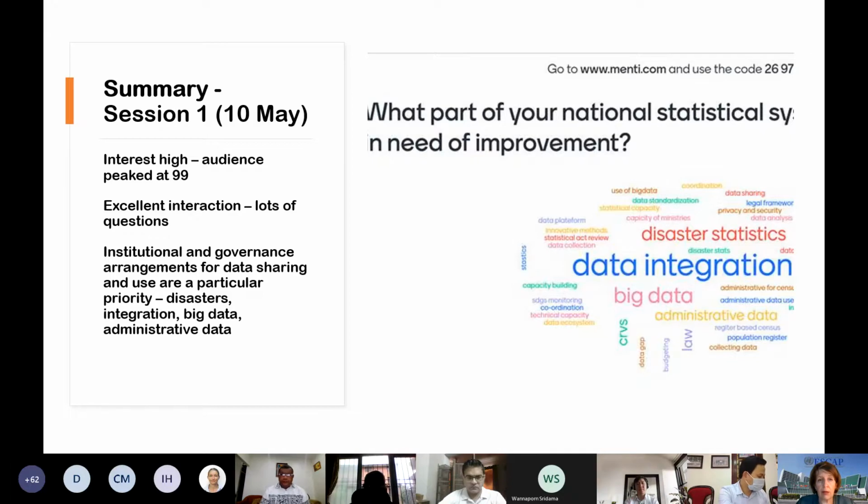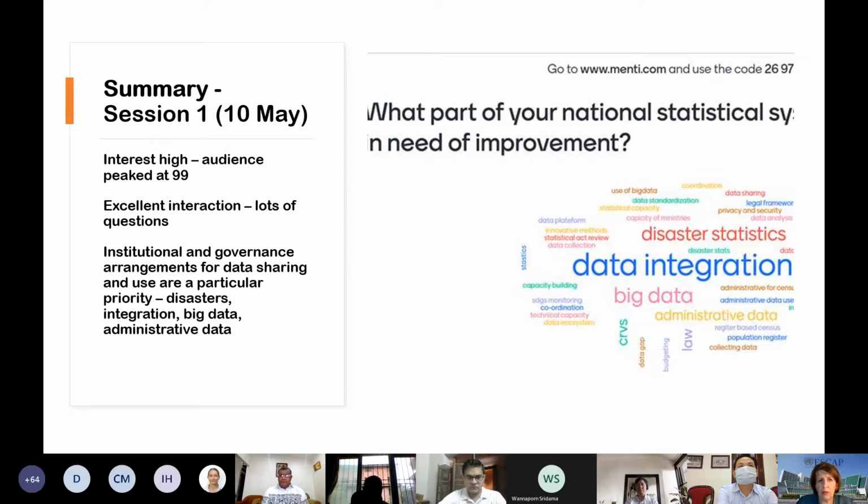Data integration, disaster-related statistics, and big data, as well as administrative data, were the 4 standout comments that came from the Mentimeter tool. And in my experience, these 4 priorities actually have something in common. And it's really the institutional and governance arrangements for data sharing and use. For data integration, this is clearly about integrating different data sources. They could be just data sources within your statistical office, like maybe your census and your survey data. But really the power of data integration comes from integrating geospatial data, administrative data, other data sources that are in the broader national statistical system.